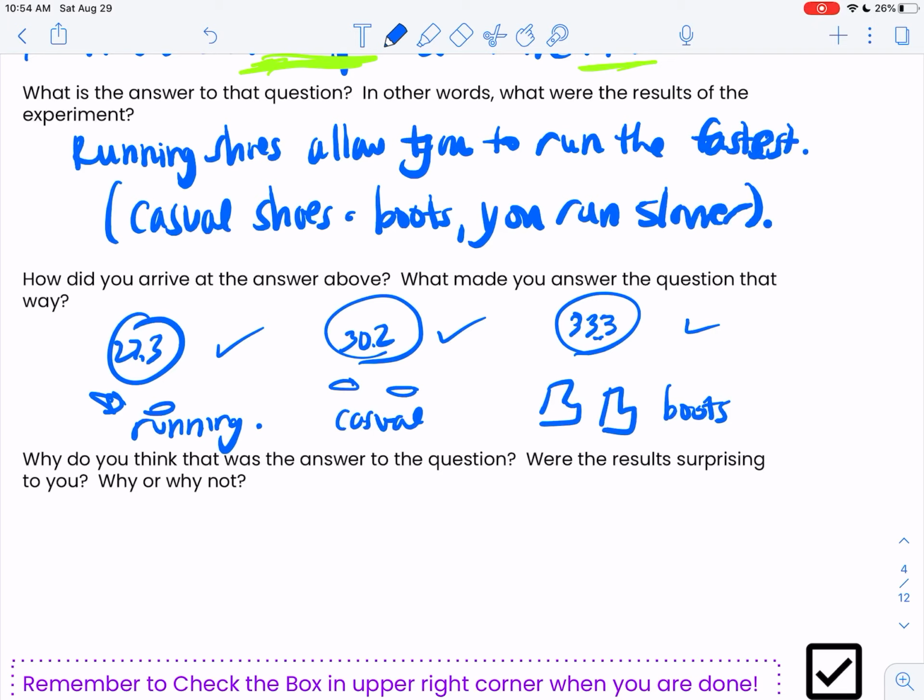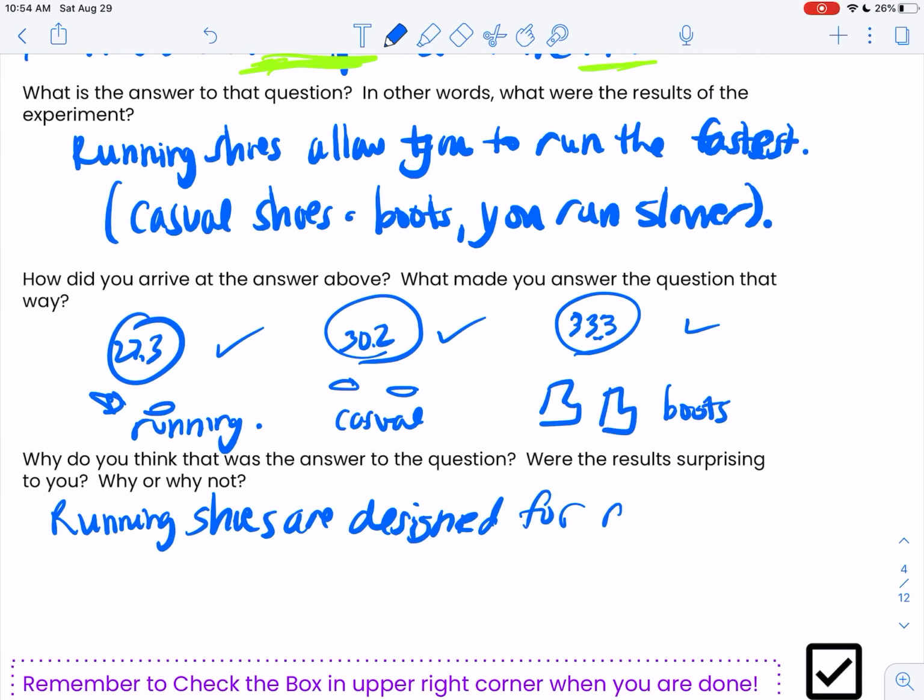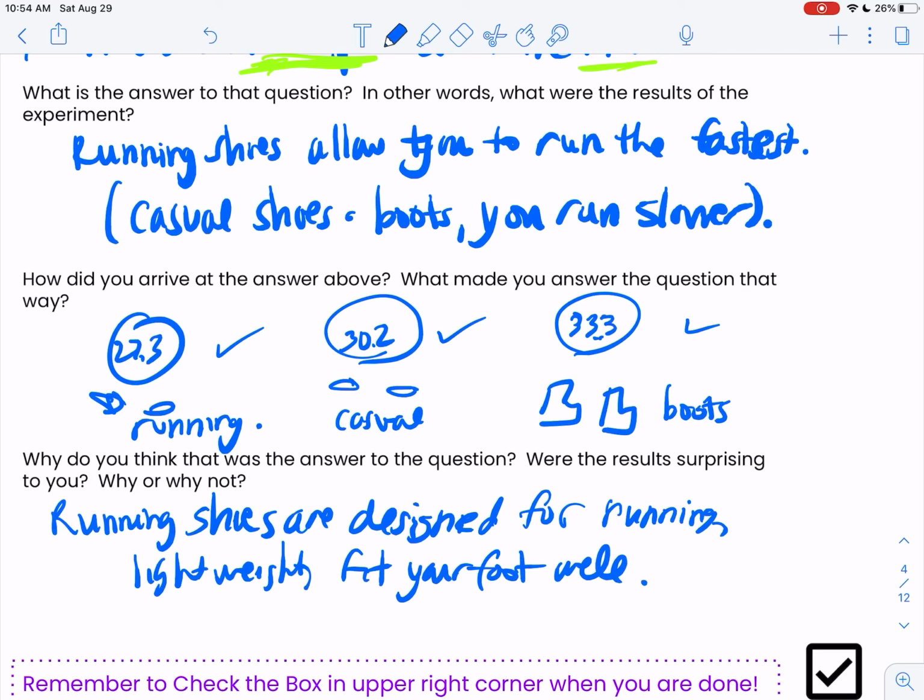Why do you think this was the answer? Was this a surprising result? No, not really. Of course the running shoes are better. So why do you think that was? You might have said running shoes are designed for running. Maybe they are lightweight. They fit your foot well. Boots are bulky, they're big. Casual shoes might sort of slip off a little bit. But running shoes are designed for running. They're lightweight, they probably have a good tread on the bottom, and they fit your foot tightly. That's why the running shoes are better.